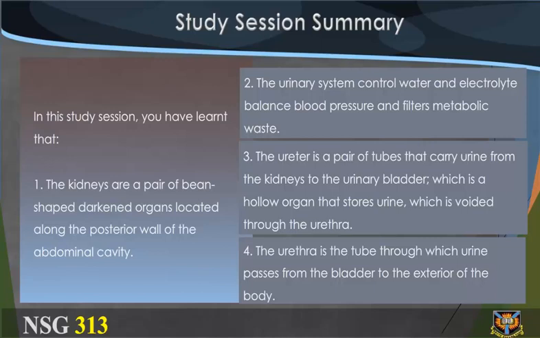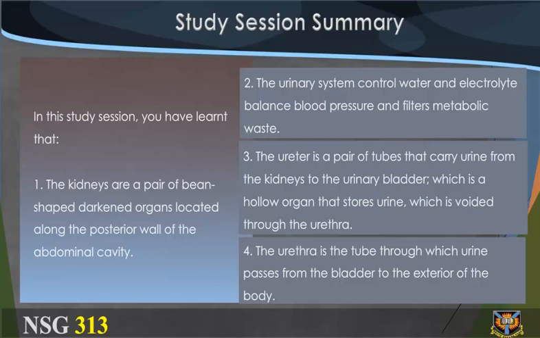Study section summary. In this study section, you have learned that: 1. The kidneys are a pair of bean-shaped organs located along the posterior walls of the abdominal cavity. 2. The urinary system controls water and electrolyte balance, regulates blood pressure, and filters metabolic waste.